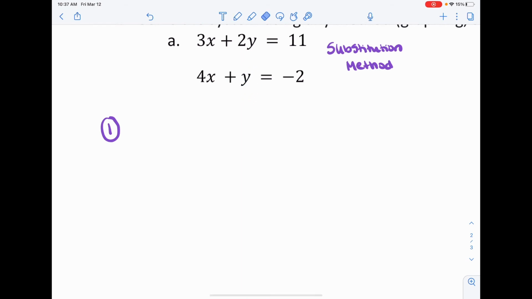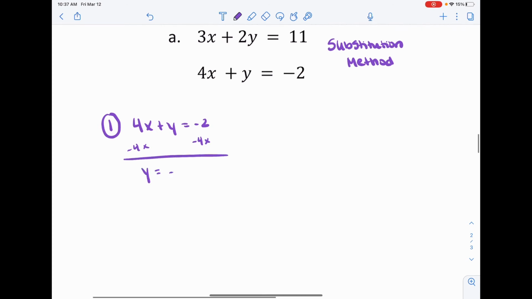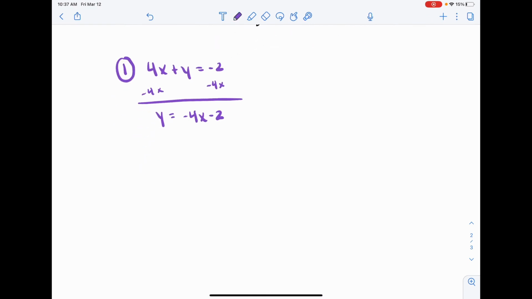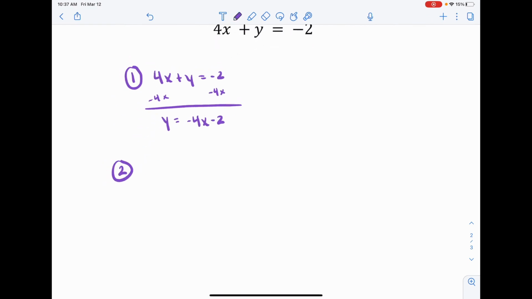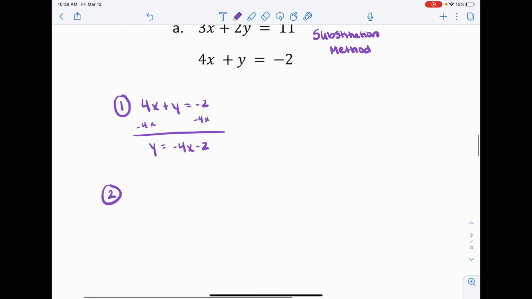So if I've got 4x, if I just subtract 4x on both sides, I'm left with y equals, and then I'm going to write negative 4x minus 2. Okay, so I did that. Now that tells me that this is what y is equal to. So my next step here is I'm going to plug that into the other equation. So I've got 3x plus 2y equals 11.